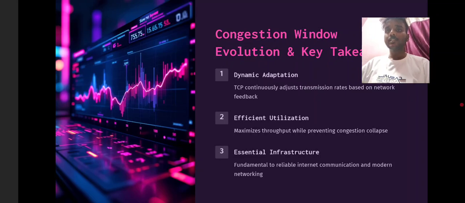One of the key strengths of TCP is its ability to adapt. It increases its sending rate when the network is free and reduces it when congestion is detected. This balance helps in efficient utilization of available bandwidth while preventing network collapse.